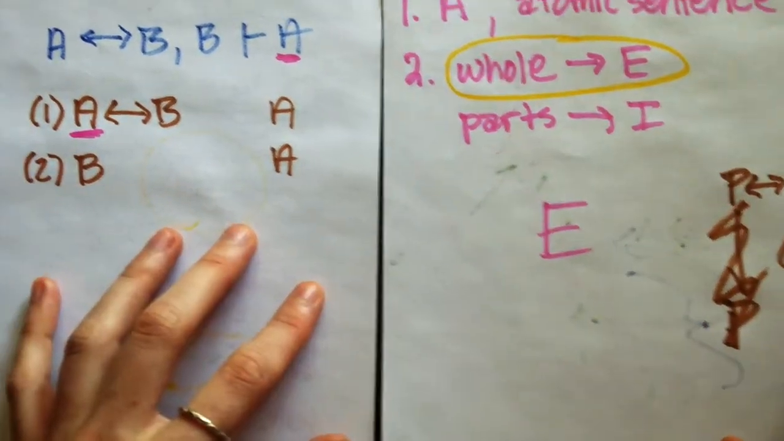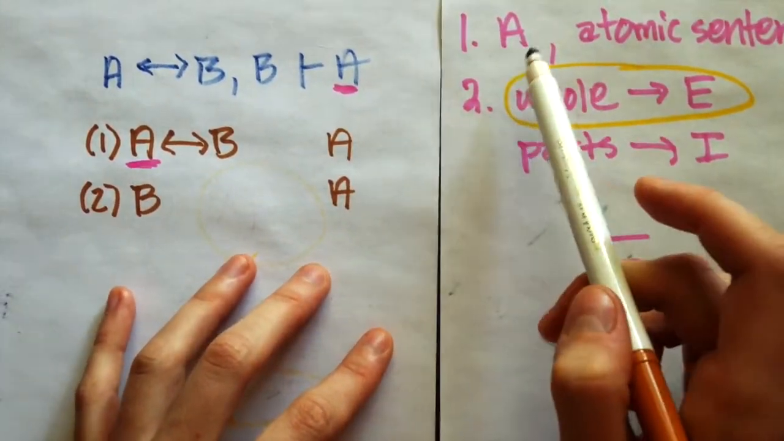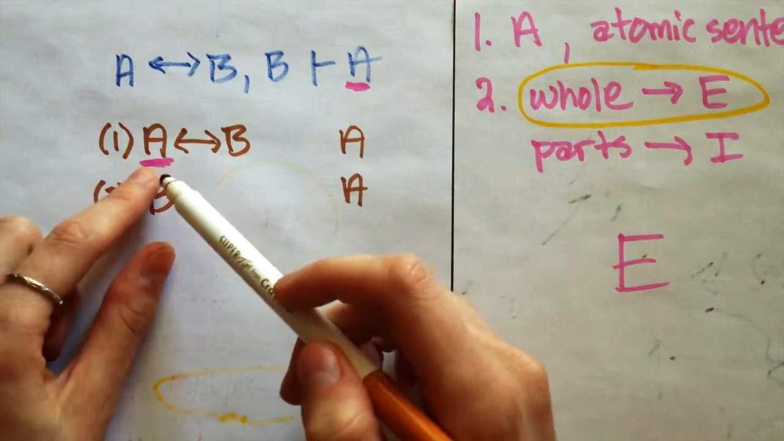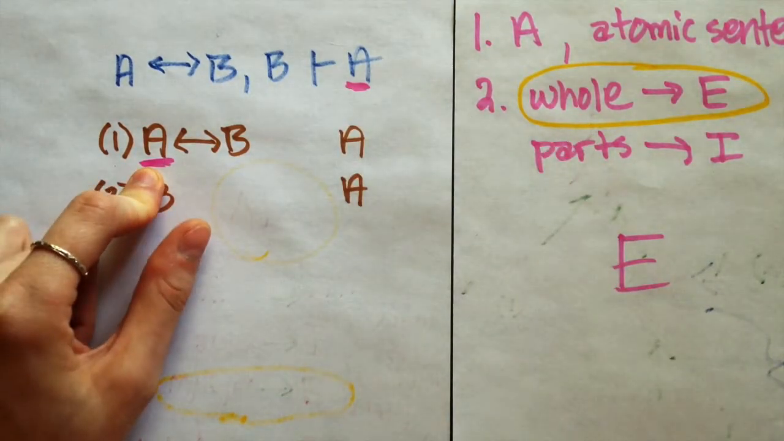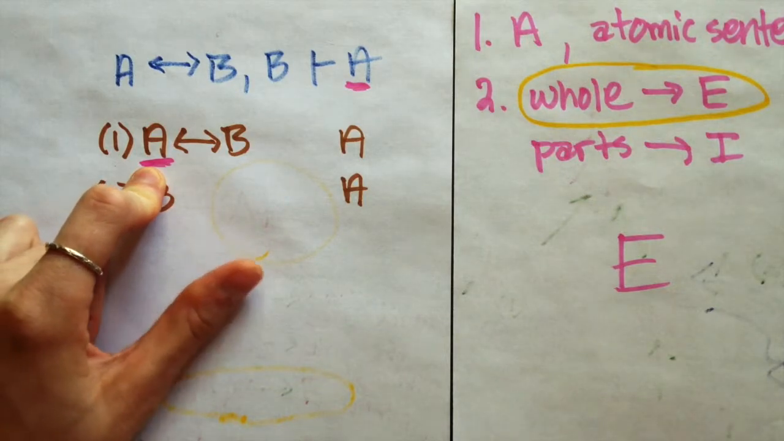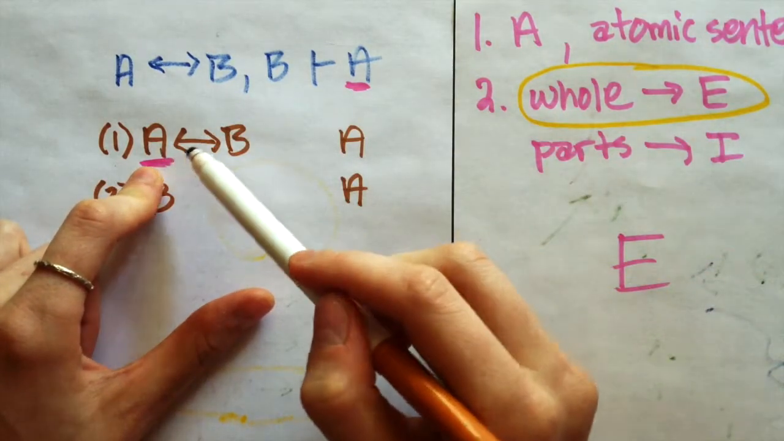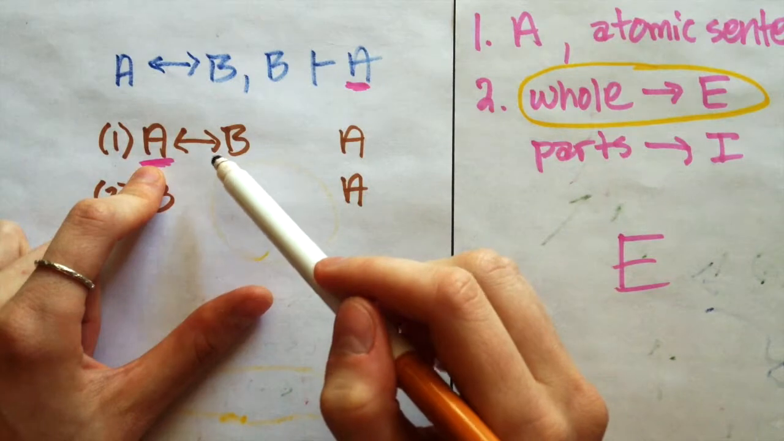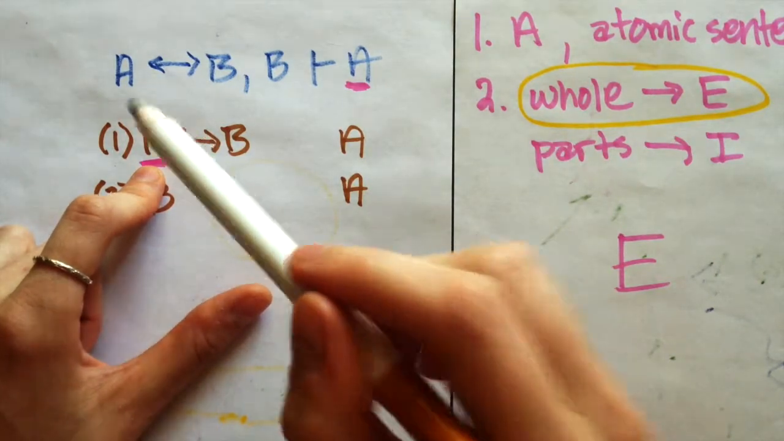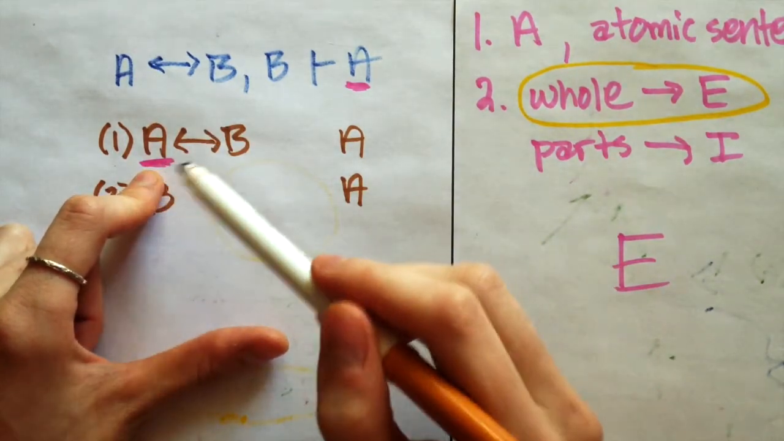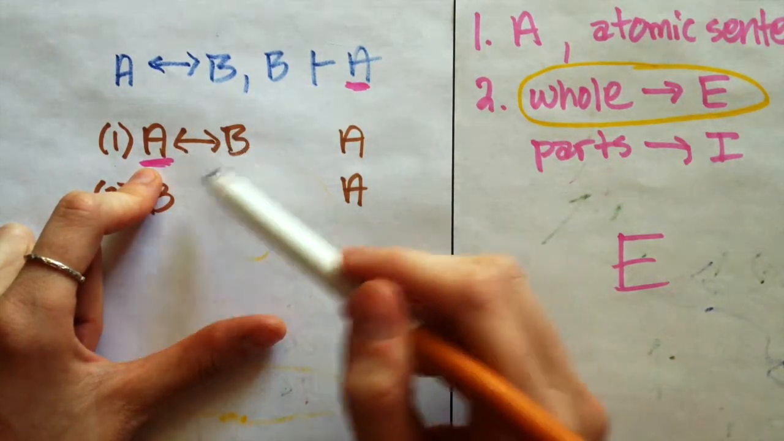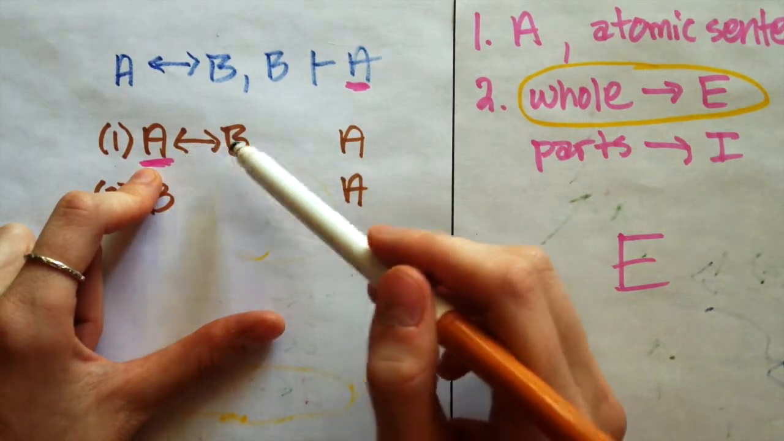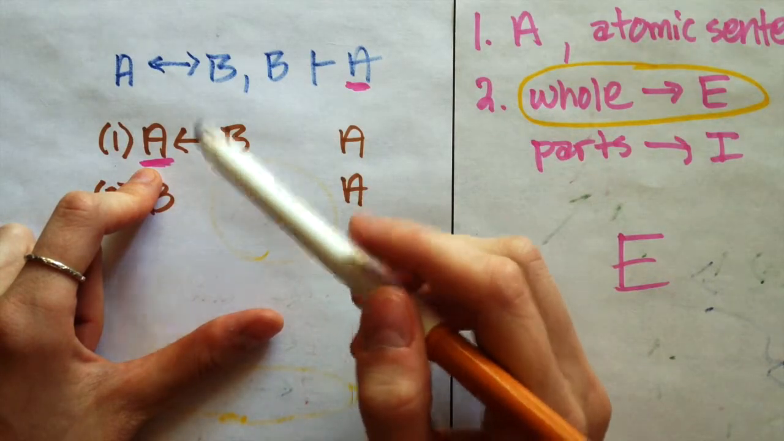remember, we're trying to get A, right? Our conclusion is A, and A is embedded in this biconditional. And we just saw the rule for double arrow elimination, so even though A is embedded in a double arrow sentence, we're not going to be able to just use double arrow elimination and right away get A on its own. If we use double arrow elimination, it's going to give us one of two conditionals.